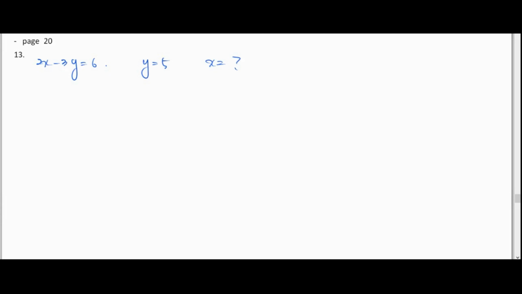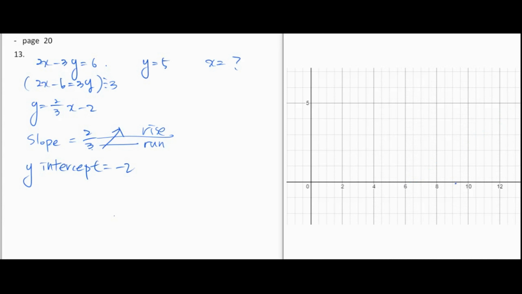To draw a graph, we should write it in y equals form. 2x minus 6 equals 3y, dividing both sides by 3, y equals 2 over 3x minus 2. Right here, the y-intercept is 2, and this is our x-intercept. We'll find the slope: when x moves by 3, y moves by 2. So let's connect these two with a straight line carefully, and it'll be like this.